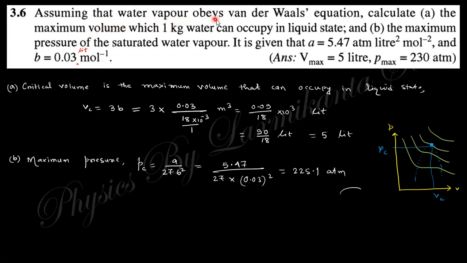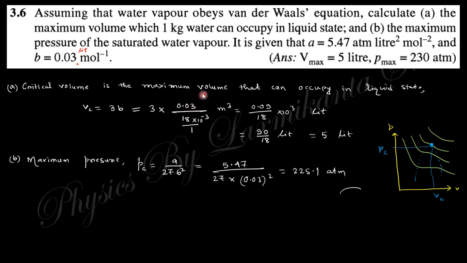Assuming that water vapor obeys the van der Waals equation, calculate the maximum volume which 1 kg of water can occupy in the state. You remember that the real gas behavior arises from the experimental data. Actually, this is the ideal gas expression, Boyle's law, but in the actual case, this will be the nature, and this is the gaseous state, this is the liquid state, and this is the condensation state. So you can see here there is a maximum point. It is the maximum volume that can be occupied in this state. So this is actually the critical value. So maximum volume is nothing but the critical volume, that is 3b.